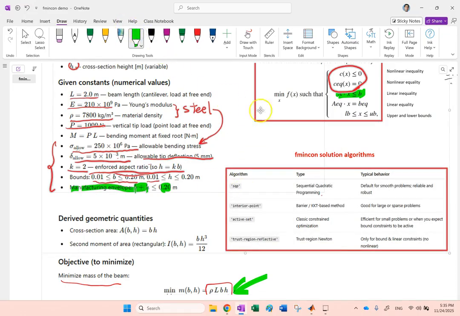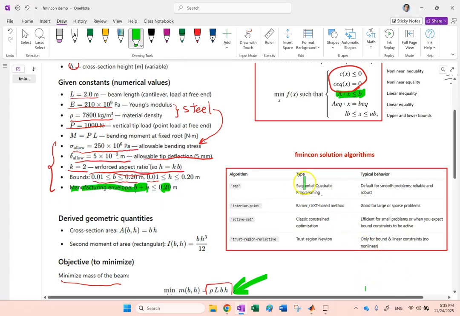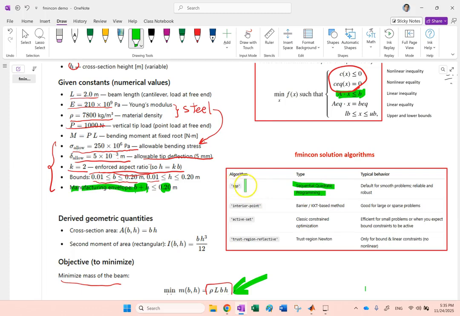As I said, there are 4 major algorithms. One of them is called SQP, or sequential quadratic programming. This one alone needs at least 1 video or more just to explain it. Okay, but if you want to use this, where should you use it? This is good for when the problems are smooth and reliable and robust. In this case, the function was very smooth. It's just all of these B, H, L, and rho multiplied, okay? And none of these functions that you see, the constraint, anything, was piecewise continuous or anything. They were all nice, smooth functions. So SQP is very good for that.